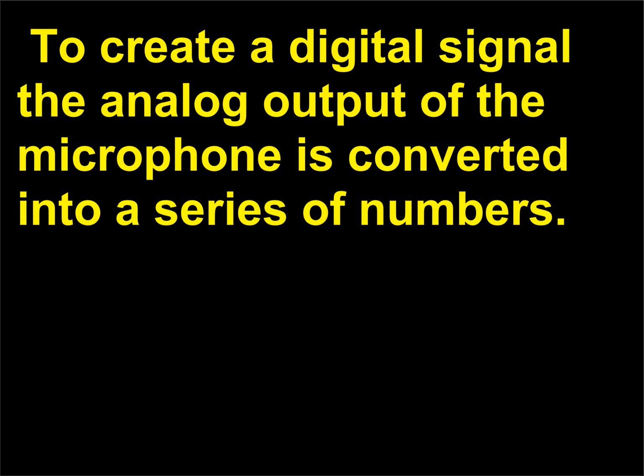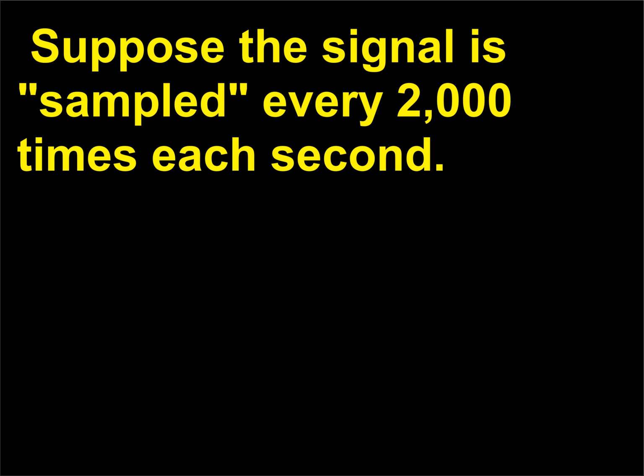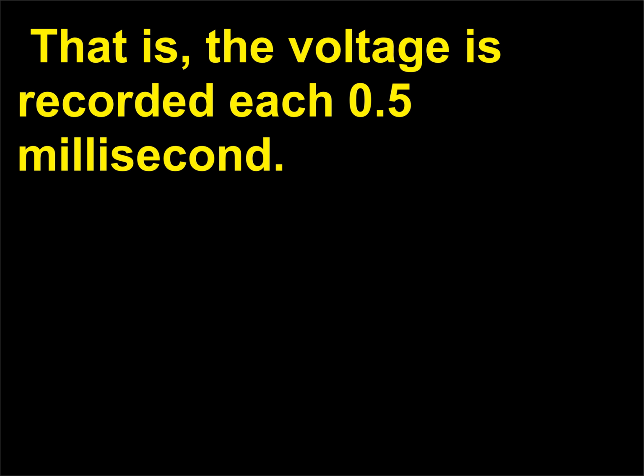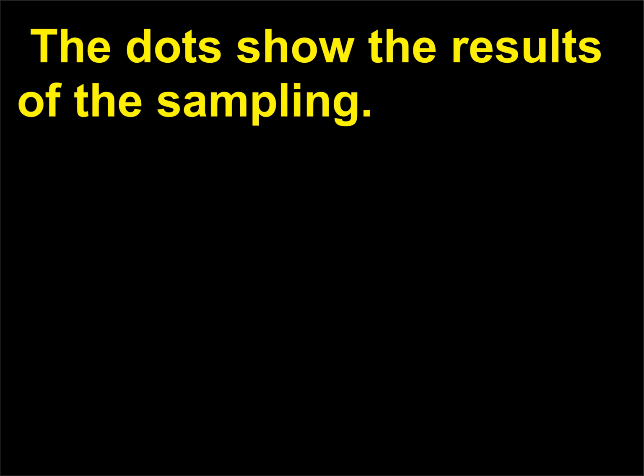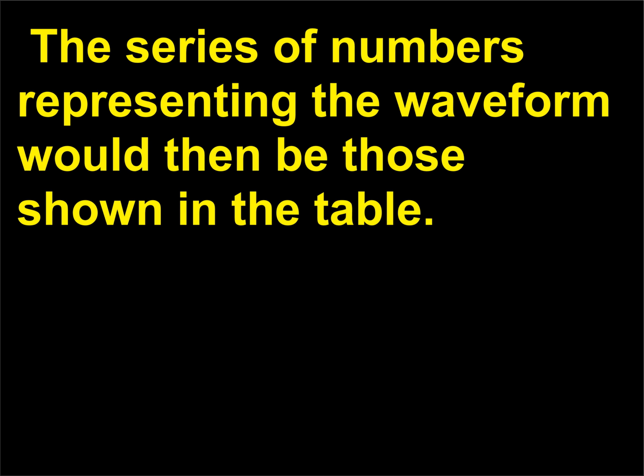To create a digital signal, the analog output of the microphone is converted into a series of numbers. For example, consider the graph above. Suppose the signal is sampled 2000 times each second. That is, the voltage is recorded each 0.5 millisecond. The dots show the results of the sampling. Voltage can be in only whole numbers. The series of numbers representing the waveform would then be those shown in the table.